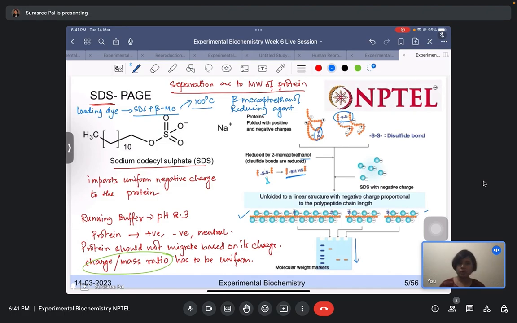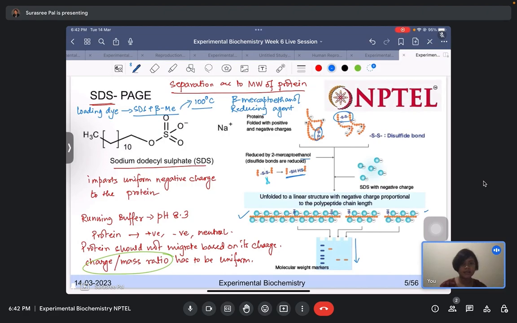Now the proteins have a uniform charge-to-mass ratio. Therefore their migration will only depend on their molecular weight. That means their migration will only depend on how much friction they experience, and of course this friction will depend on the size, or the molecular weight, of the protein. The higher the molecular weight, the higher the friction, and therefore the lesser the migration.